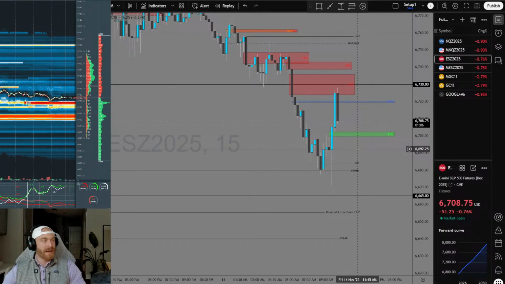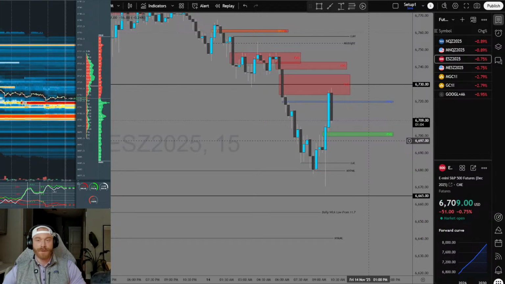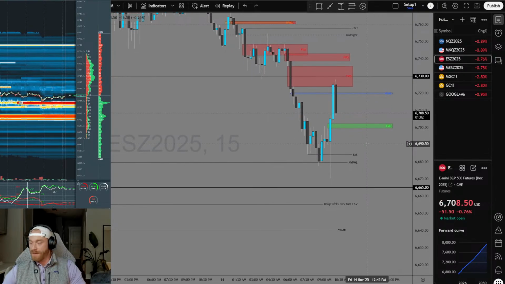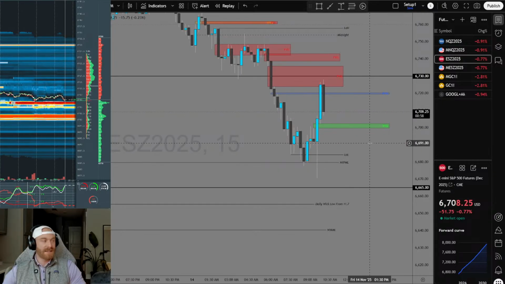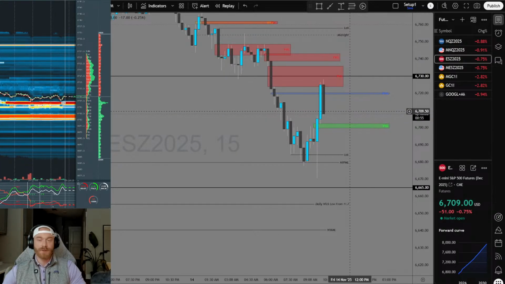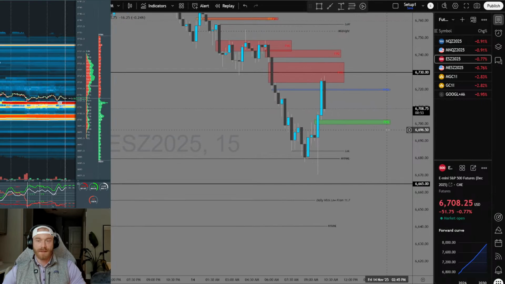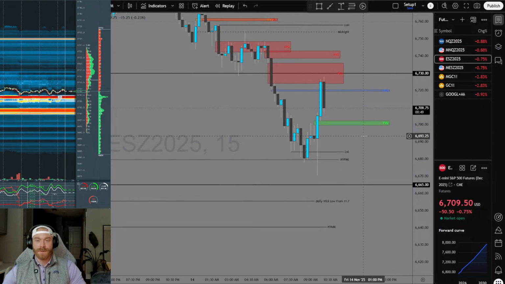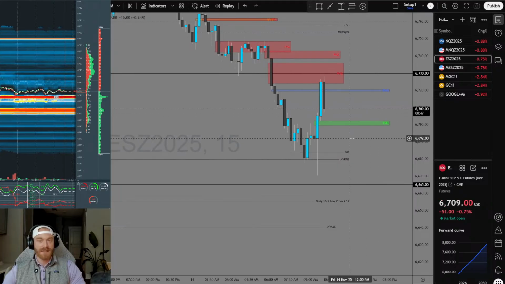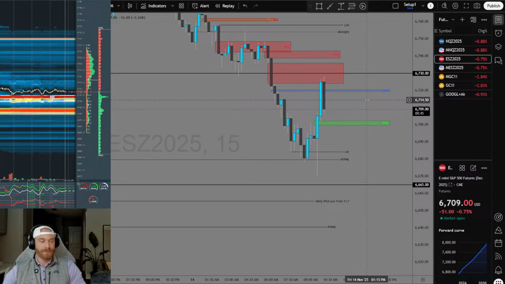My thinking is most strategies can be successful. It's all about your risk management and your psychology. So if you like ICT concepts, trade ICT. If you like order flow, trade order flow. If you like smart money concepts strictly, then trade that. But more important than anything is focus on your psychology and your risk management.